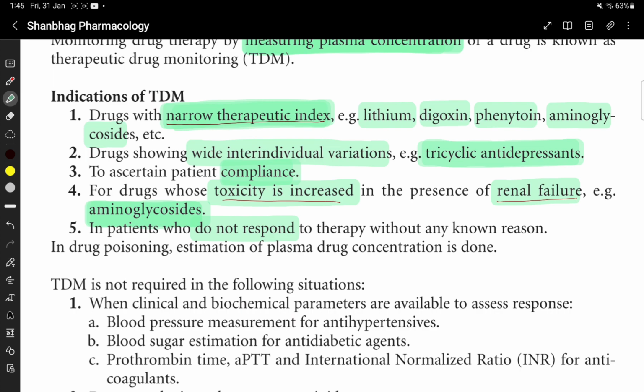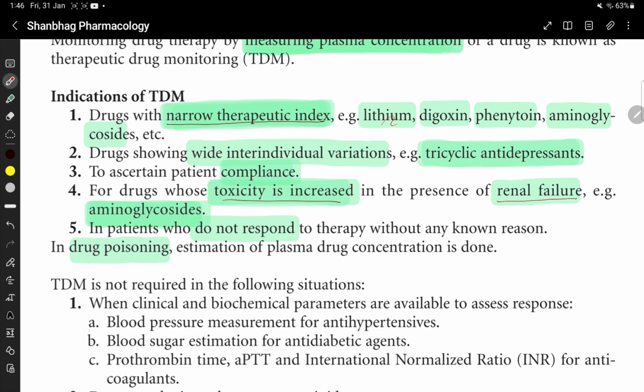Therapeutic drug monitoring is done to ascertain patient compliance. It is done for drugs whose toxicity is increased in presence of renal failure, example aminoglycosides. It is done in patients who do not respond to therapy without any known reason. In drug poisoning, estimation of plasma concentration is done.